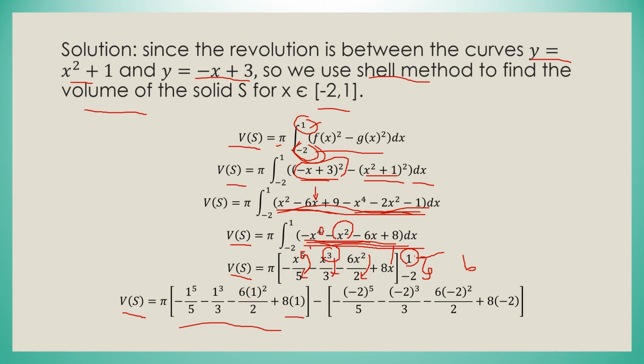So next is the value of our lower limit, which is a. So the value of a is negative 2. So we are going to evaluate this expression so that we can have this. So we have negative 2 raised to 5 over 5 minus negative 2 raised to 3 over 3 minus 6 times negative 2 raised to 2 over 2 plus 8 times negative 2. Okay?